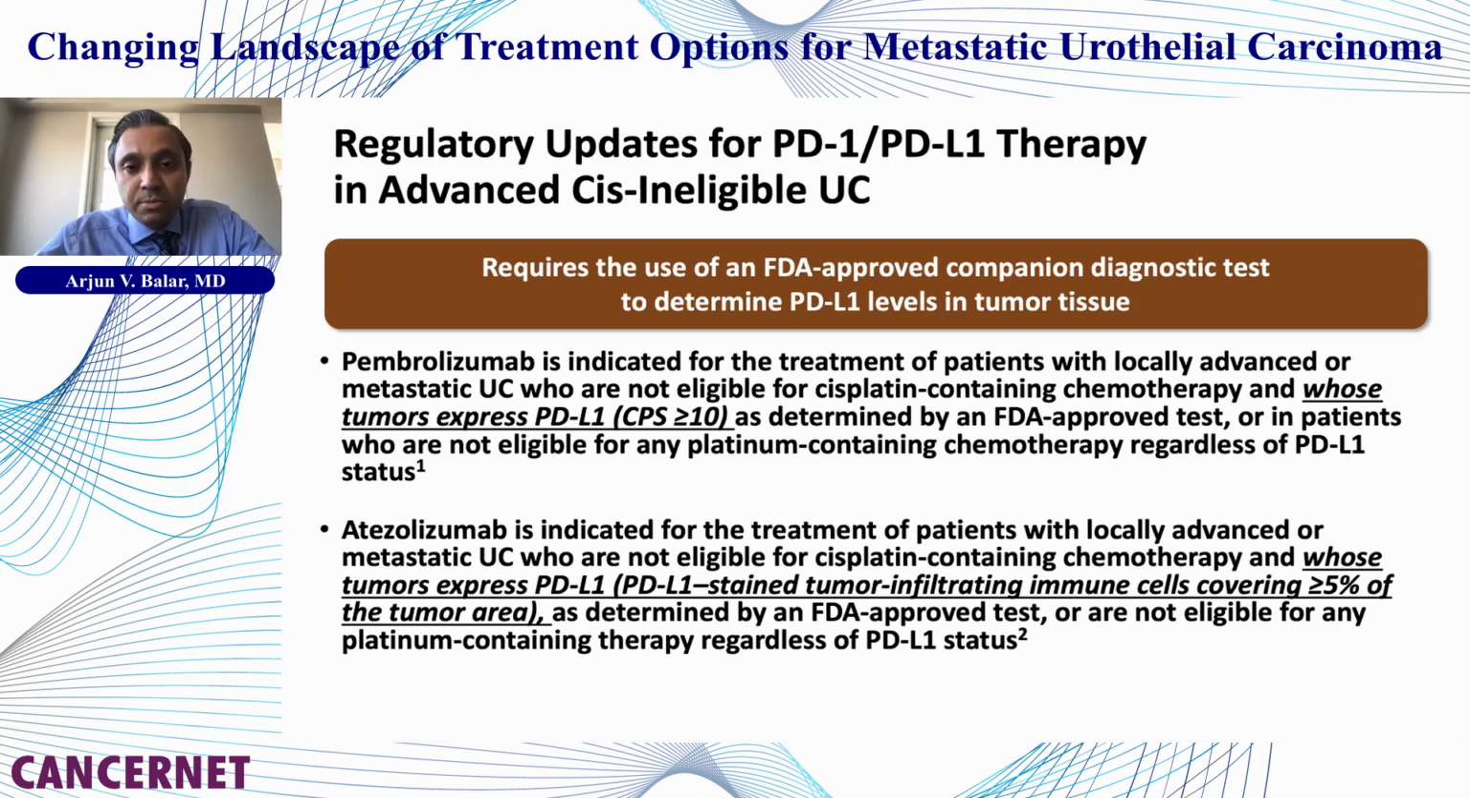So in come 2 important trials, IMvigor130 as well as KEYNOTE-361, which were 3-arm trials. One of the arms was immunotherapy alone, and patients who were randomized to immunotherapy alone that had PD-L1 underexpression, which means low levels of PD-L1 expression, actually had worse survival compared to patients who were receiving chemotherapy. And for that reason, the FDA label was modified for both of these agents, restricting its use to patients who were PD-L1 overexpressors, so CPS greater than 10 for pembrolizumab, and IC immune cell expression of 5% or greater for atezolizumab, or for patients who were not eligible for any platinum-containing chemotherapy.